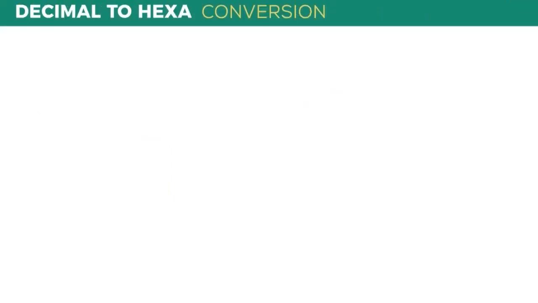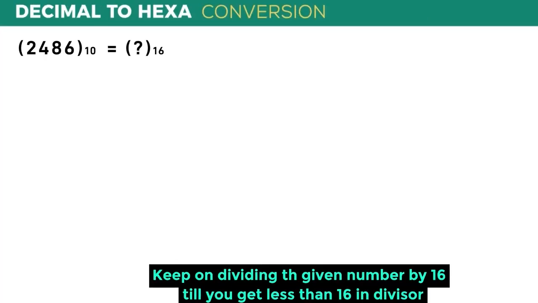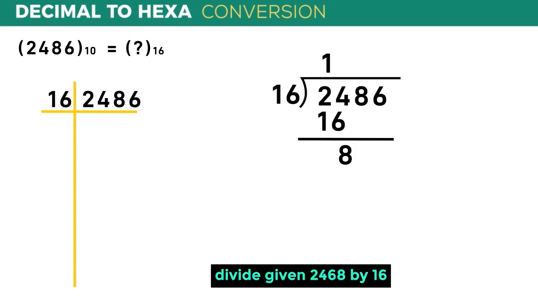Now let's convert decimal to hexa. Take 2486 as a decimal number and we will convert it to hexa. Hexa has a base of 16, so we will write 16 in our calculation as the divisor and 2486 as the dividend. Let's start our first division process.